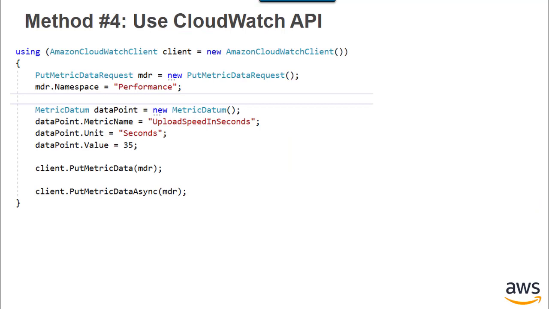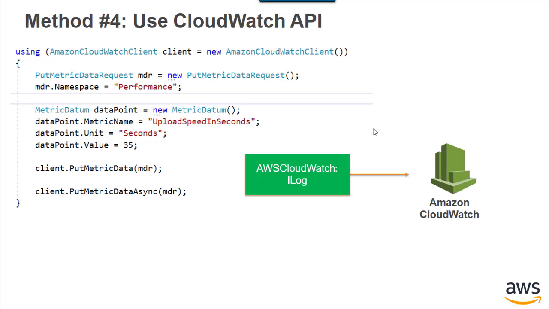You can of course use the CloudWatch API directly. You download a NuGet package, and with a few entries, with a little code, you can easily write different parameters into Amazon CloudWatch. So in this case, you don't go through an indirect way to interact with CloudWatch. You directly write into Amazon CloudWatch.